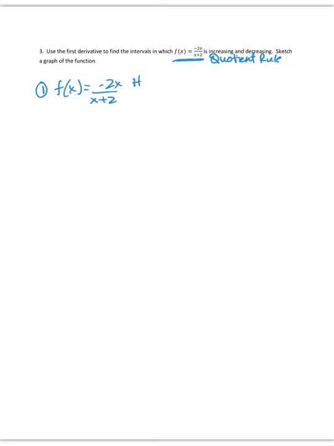This is where we have our high and our low. So again, what is that? Low times the derivative of the high minus high times the derivative of the low, all over the low squared. So our high function is the negative 2x. Its derivative is negative 2. The low function is x plus 2. Its derivative is 1.